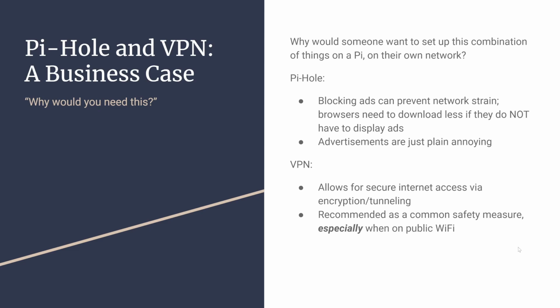And for the VPN, I would hope that most of you know why you would want a VPN by this point. However, if you don't, that's okay. A VPN allows for secure internet access via encryption/tunneling, and it is recommended as a common safety measure, especially when on public Wi-Fi, because you never know who is going to be on the other end there. You never know who could be up to some sneaky stuff.